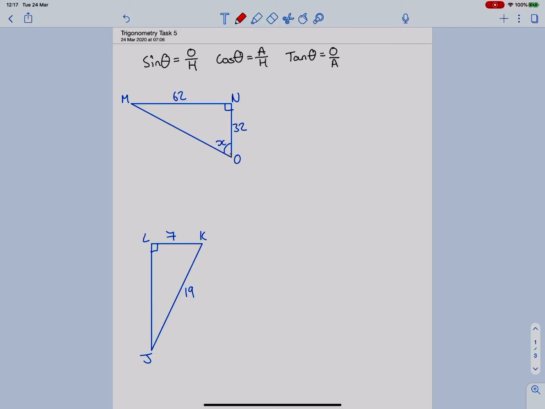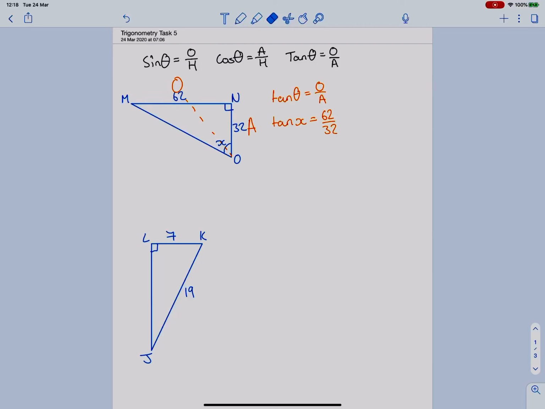Opposite the angle is the opposite side. Next to the angle is the adjacent. O and A. Look up at the top three things. Which one are you going to use? O and A is obviously tan. So tan theta equals O over A. This time we don't know theta, it's what we don't know, so we're going to call it x, because that's what the angle is. So tan x equals opposite, which is 62, over adjacent, 32.